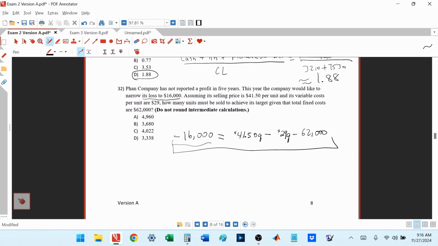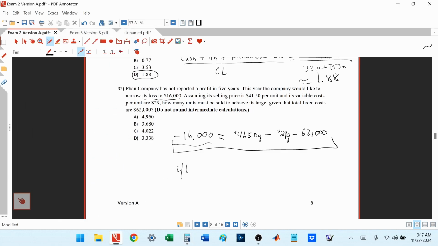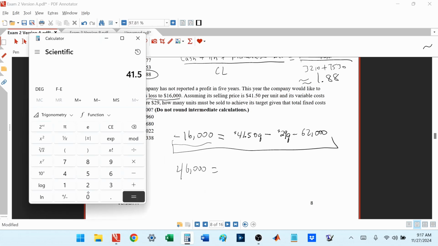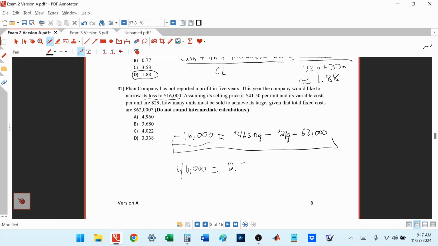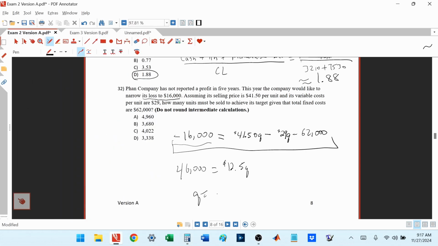So we got negative 16,000, add 62 to that. So we got 46,000 over here equals, and then we got 41.5 minus 29, which is 12.5, equals 12.5 Q. And therefore Q equals the 46,000 divided by the 12.5. 3,680 units. Let's do 33.